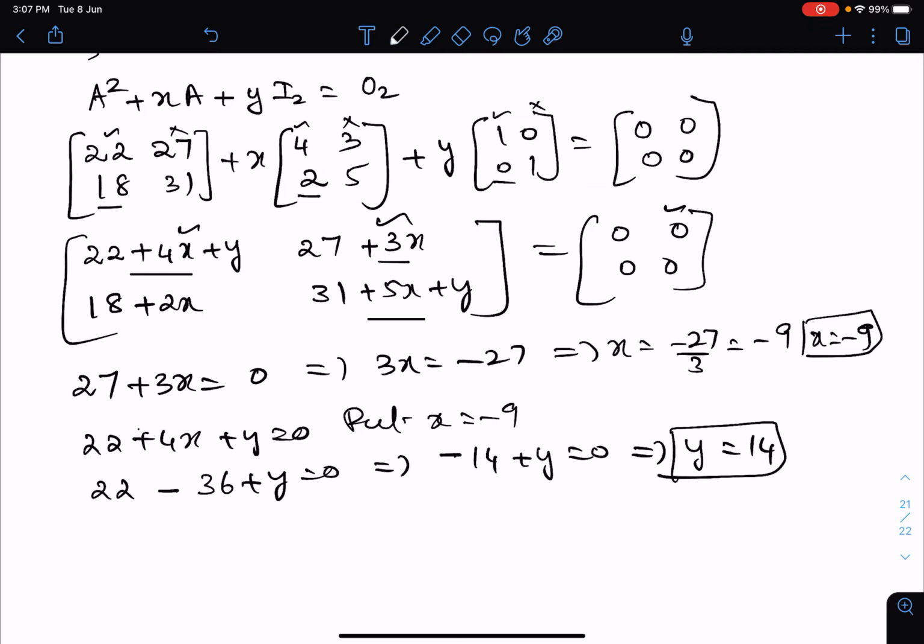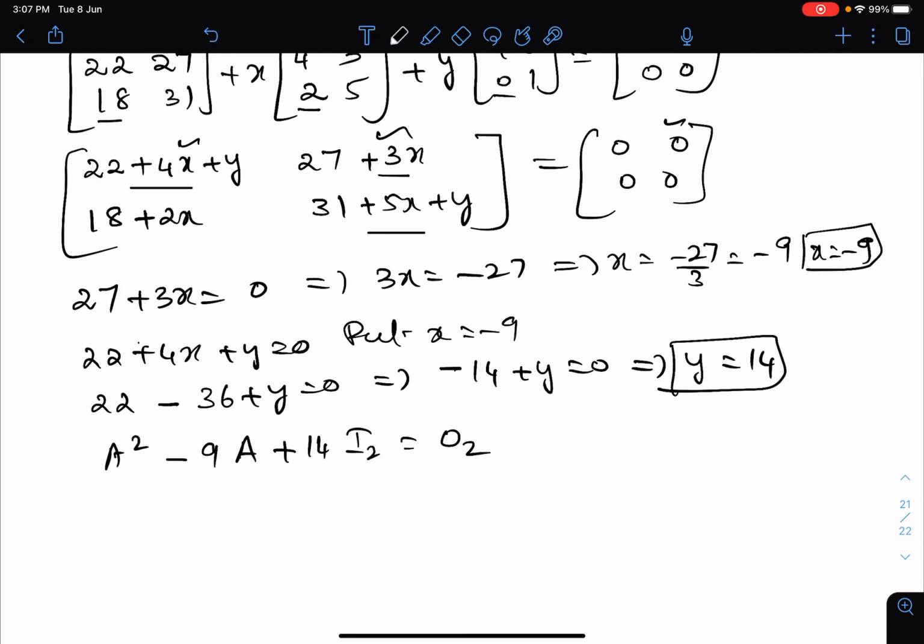So you can rewrite your equation. A square, it is minus, so here this becomes plus, becomes here minus 9, isn't it? So A square minus 9 into A plus 14 into I2 equal to our O2. Okay, so we have found out x and y. The first part of the question is over. Now we are going to do A inverse.